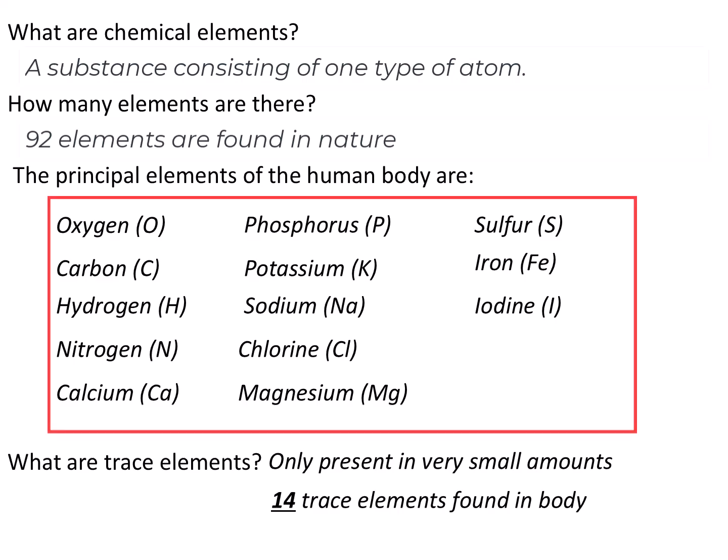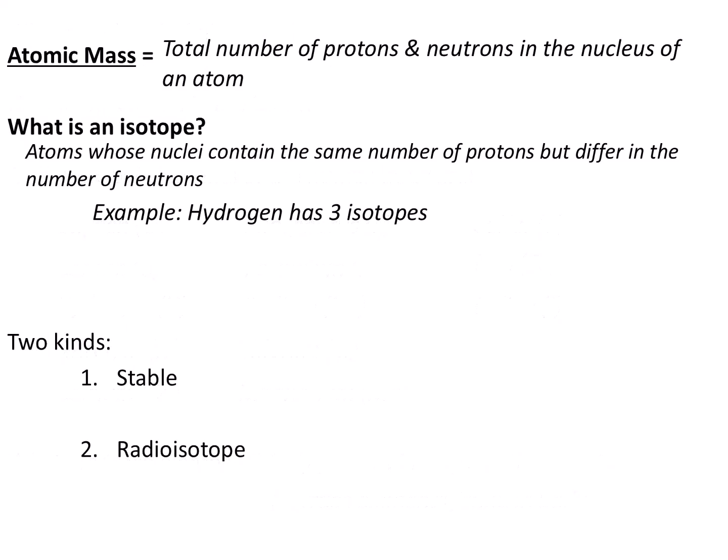You do not need to memorize the 14 trace elements. If you learn the principal elements, you will be able to pick out the principal elements from the trace elements in a question. Atomic mass refers to the total number of protons and neutrons in an atom. Normally, atoms contain the same number of protons as neutrons, but some atoms have isotopes. An isotope is an atom that has the same number of protons but differs in the number of neutrons.